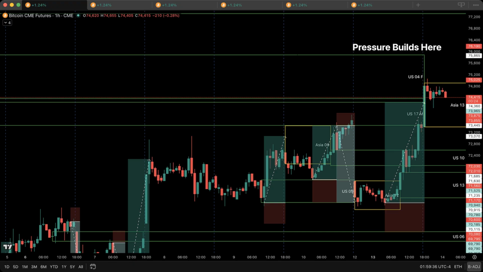Look at April 13th US session. It forms at the overlap. April 9th US and April 12th Asia align here. This is a heavy zone. Price pushes up from here. It reaches April 10th US boundary. It breaks through. It looks strong.